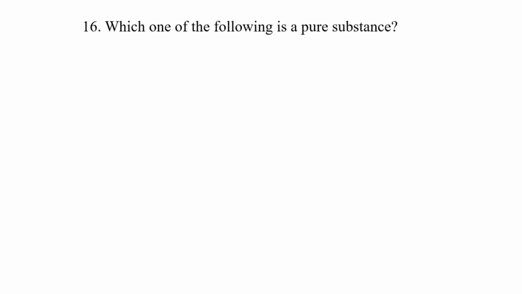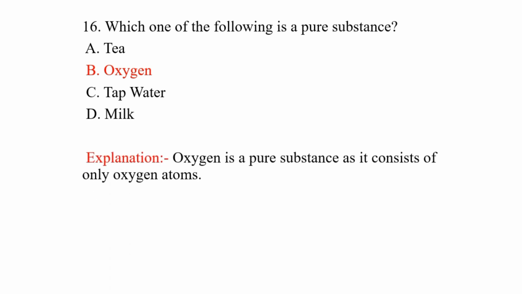Question number 16. Which one of the following is a pure substance? A. Tea. B. Oxygen. C. Tap water. D. Milk. The answer is oxygen. Oxygen is a pure substance as it consists of only oxygen atoms.